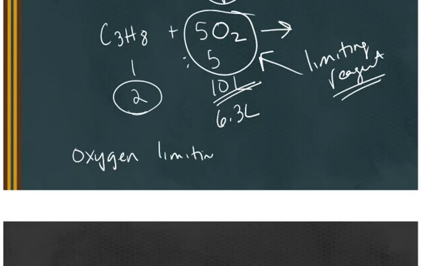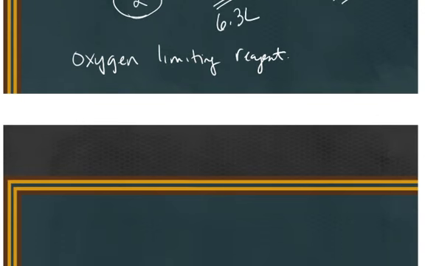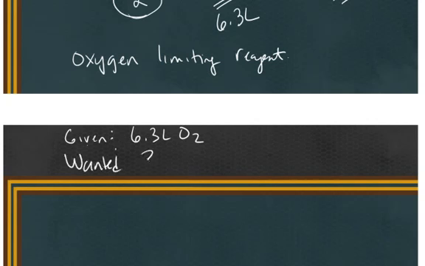All right, so that's the limiting reagent. So now we can work the problem. We can say, given 6.3 liters of oxygen, how many liters of carbon dioxide will be formed, assuming excess propane, because we have excess propane.